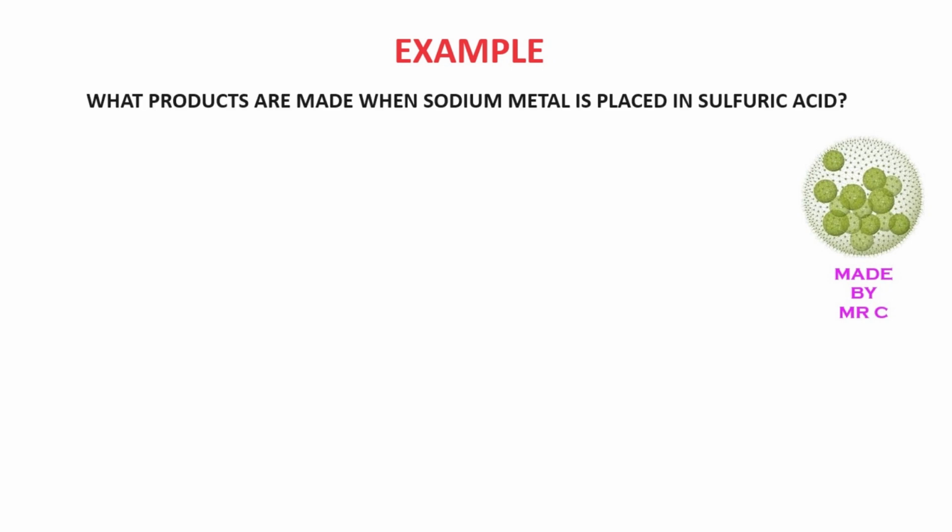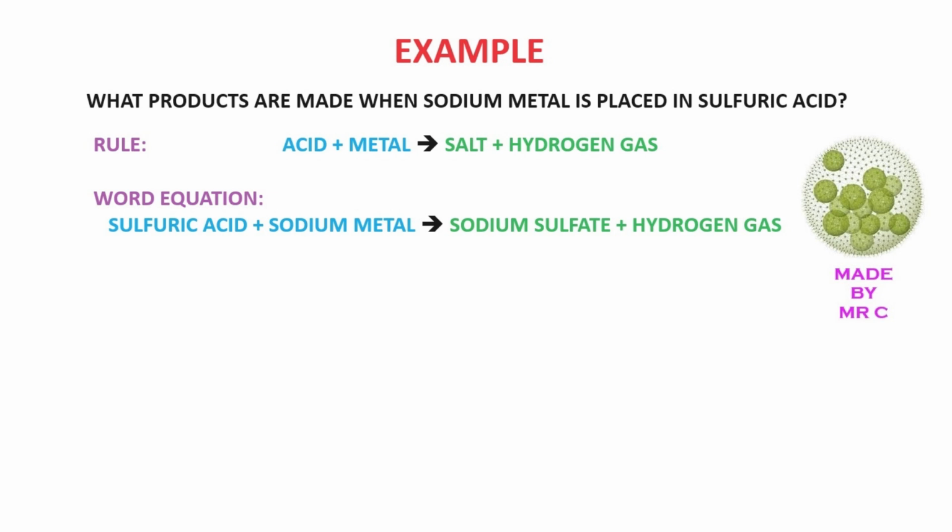Okay, so now let's look at an example. What would be the products made when sodium metal is placed in sulfuric acid? So first of all, we think of the rule, which is acid plus metal gives us salt plus hydrogen gas. And from here we write the word equation. Sulfuric acid plus sodium metal, with an arrow, gives us sodium sulfate and hydrogen gas.